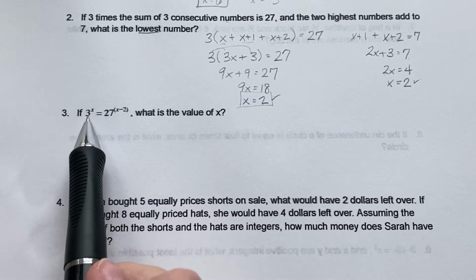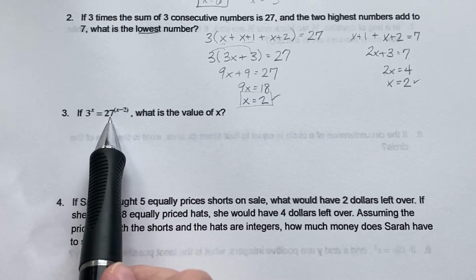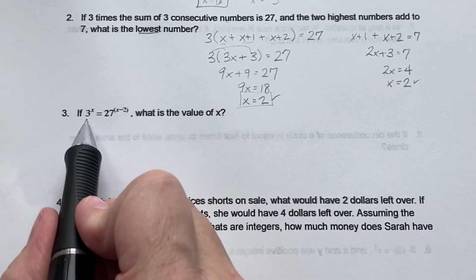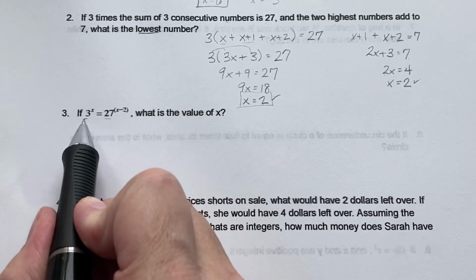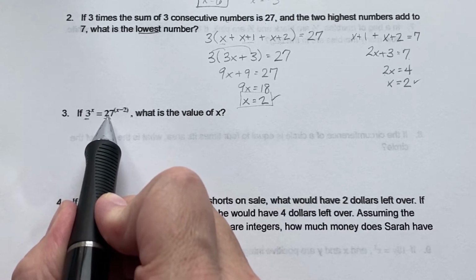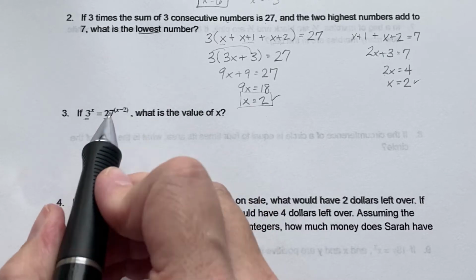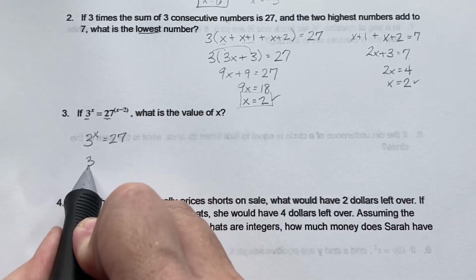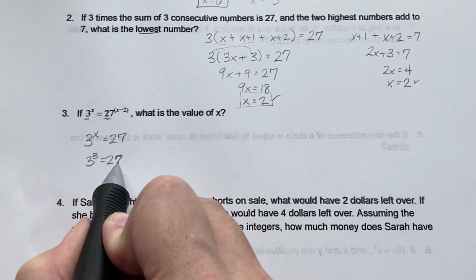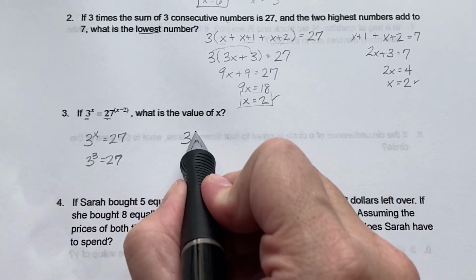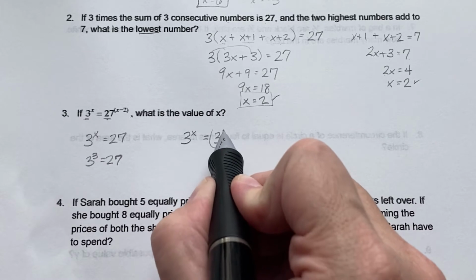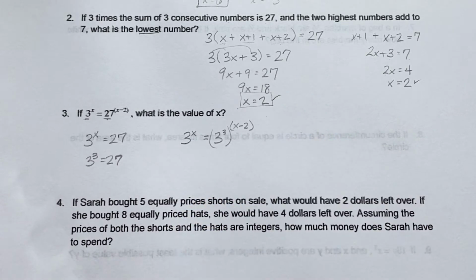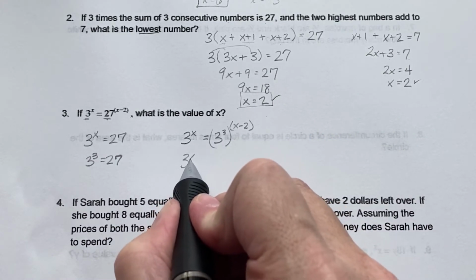All right, so if 3 to the power of x equals 27 to the power of x minus 2, what is the value of x? Okay, so first we need to make sure that the base is the same. So here's a 3 and here's a 27, but can we write 27 as 3 to a power? Yes, because 3 to the third equals 27. Okay, so we'll go over here. 3 to the power of x equals 3 to the power of 3, and then raise to that original power of x minus 2.